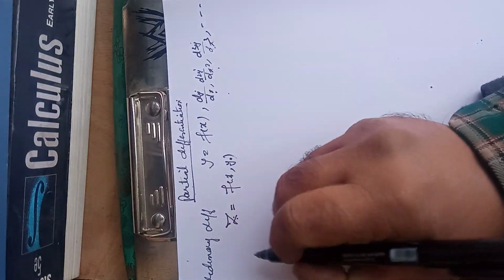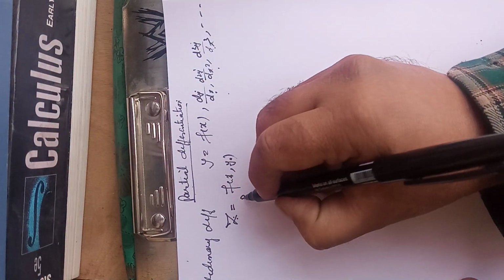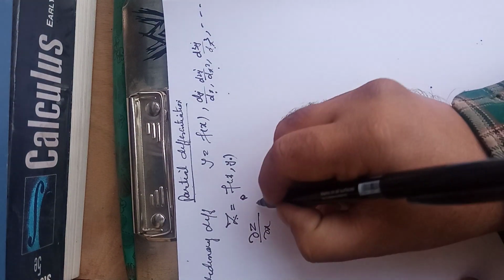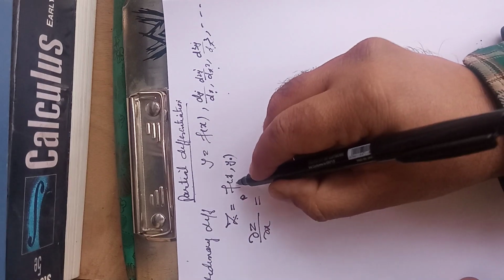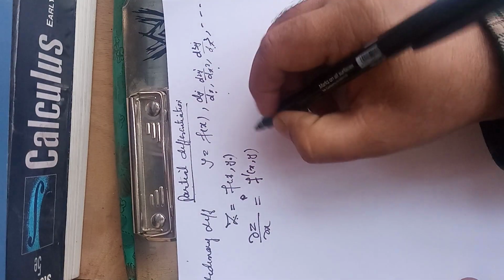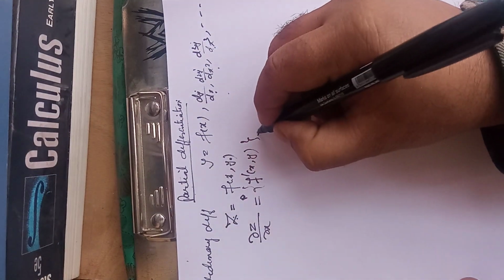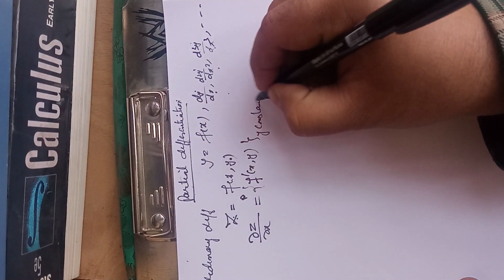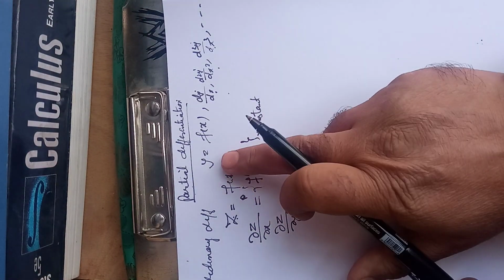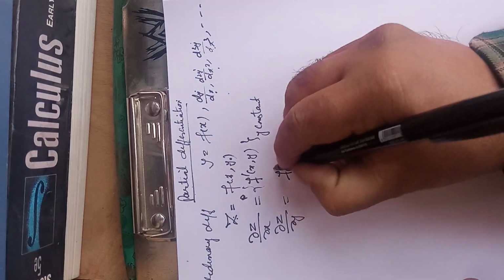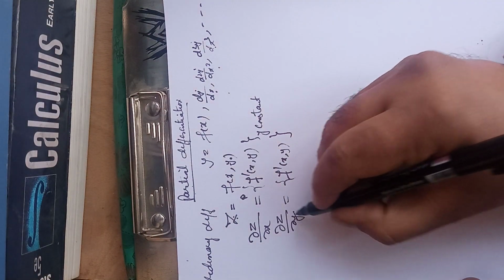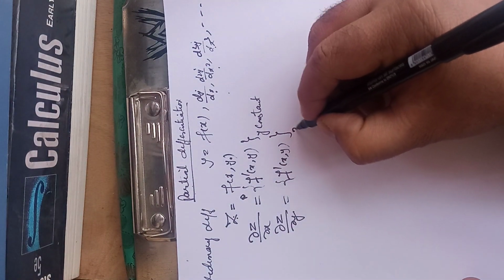Let me write. When we differentiate this partially with respect to x, we write it as del z by del x. In that case, this is nothing but the derivative f dash xy, but you are treating y constant. Similarly, del z by del y. When you are differentiating this function with respect to y, this is again the derivative of the whole function. But in this case, you are treating x constant.